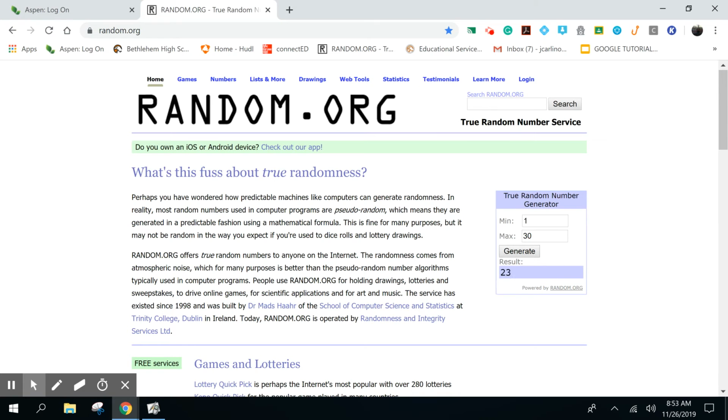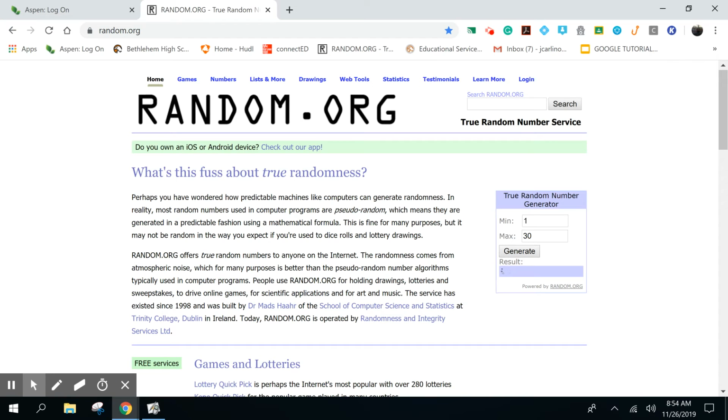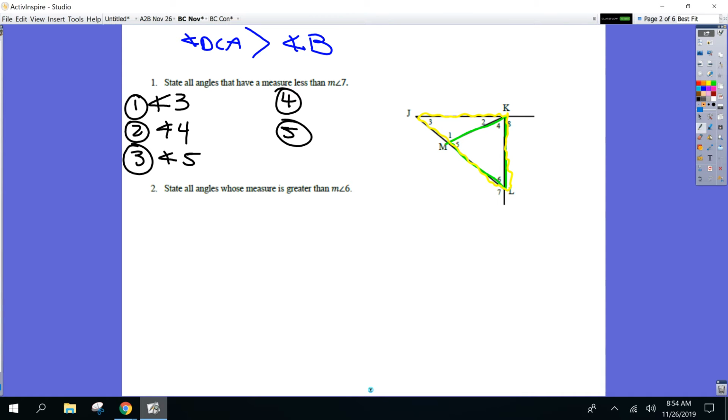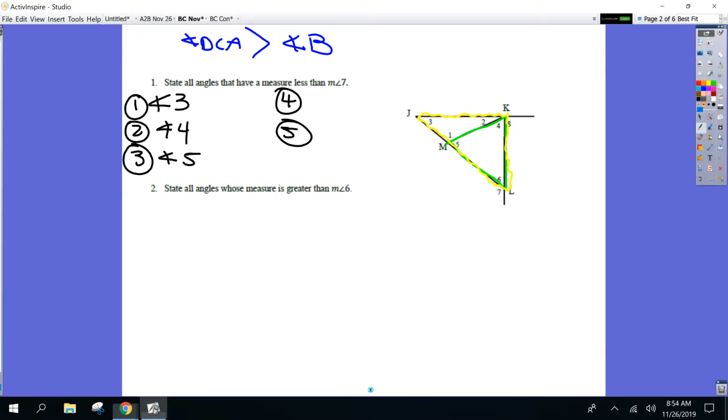What do you have? Going to keep the train rolling. Angle 5. Yep. Angle 5 is a remote interior for triangle KLM, the green one. All right, 2 more we're looking for. Any others? Good. Good job. How about that one? Nice. JKL. Everybody see that is the remote interior in triangle JKL, the yellow one. That's a remote interior. All right, so you guys found all the remote interiors for me.